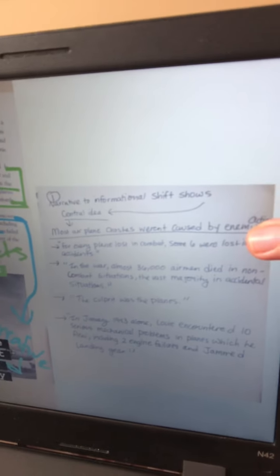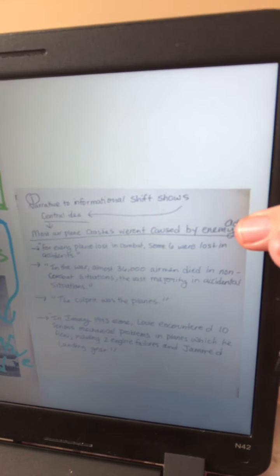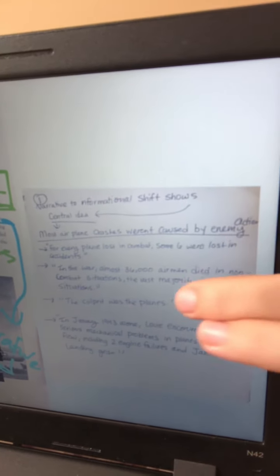So, to what I did right here. So you're going to find the central idea of that, where the story shifts from story to information, and then you're going to give supporting details to prove it.